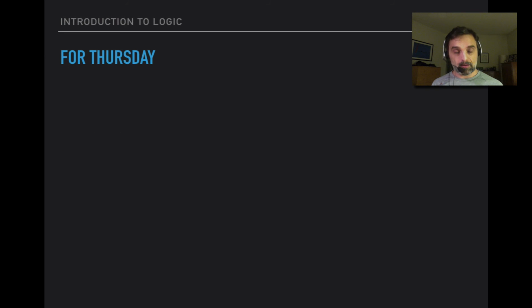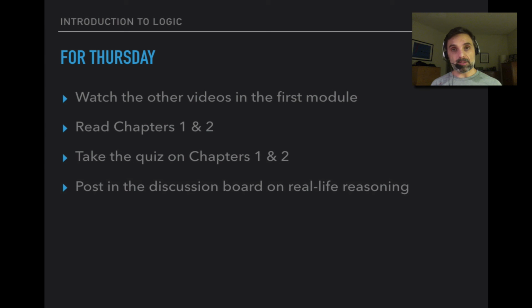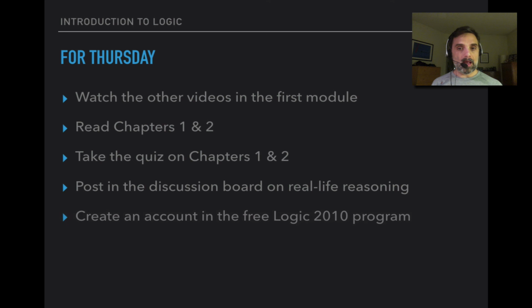So for this particular week, for this unit, for Thursday, you'll need to watch the other videos in the first module. You'll need to read chapters 1 and 2 of the text. As I said, those can be downloaded from this module. There's a quiz on chapters 1 and 2, so you'll need to take that. There's a discussion board assignment about real-life reasoning, so you'll need to post in that. And then you'll need to create an account in the free Logic 2010 program. Those are the things that you have to do for Thursday.